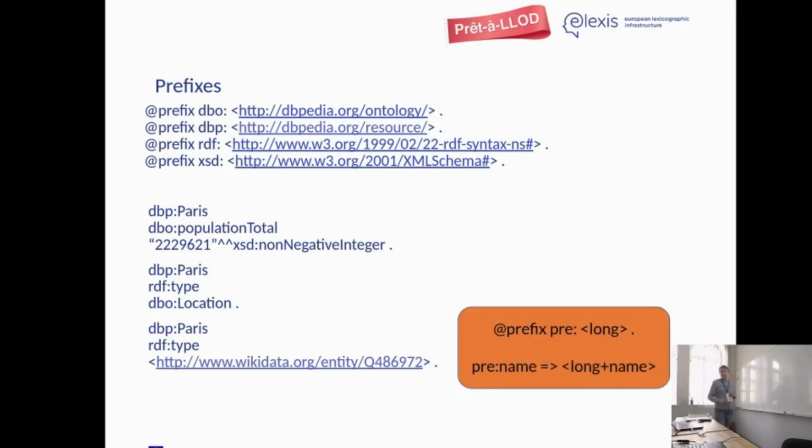The simple idea of a prefix is that we'll have at the top of our document a line that is of the form @prefix pre: followed by a long URL in angular brackets, and then whenever we meet pre:name, we expand this into the long URL in angular brackets plus name. That's essentially just what we're doing there, and it's a very simple technique just to avoid repeating ourselves and end up with smaller, easier to read documents.